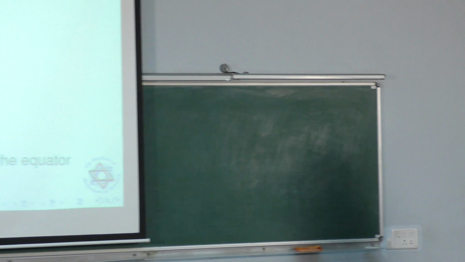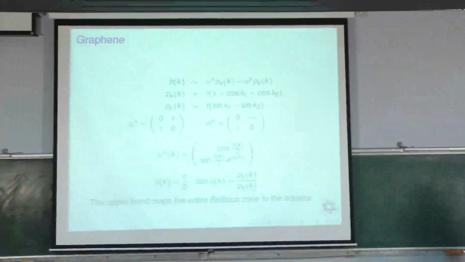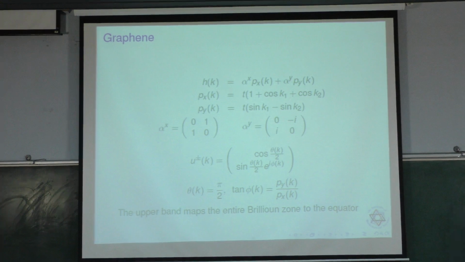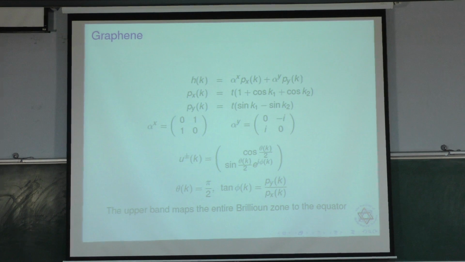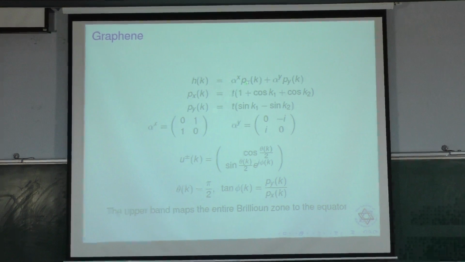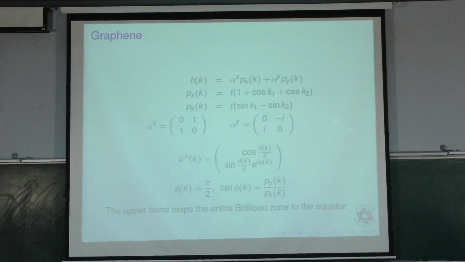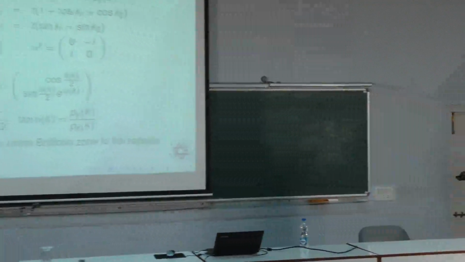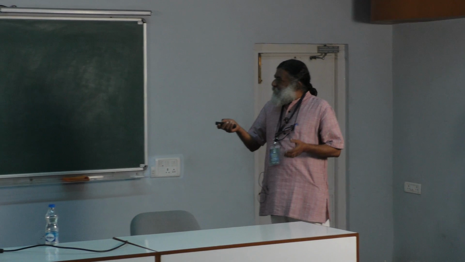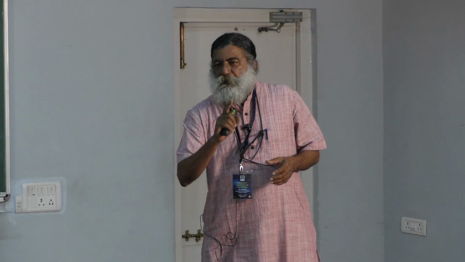So if you look at graphene, graphene is a hexagonal lattice with nearest neighbor hopping. I'm not going to go into the details of it, but as you probably know, the quasi-particles satisfy a Dirac-like equation. So you can write the Hamiltonian to make it resemble the Dirac Hamiltonian, if you like. It's easy to work out the eigenfunctions, and you can see that the entire Brillouin zone in this case is mapped onto the equator.